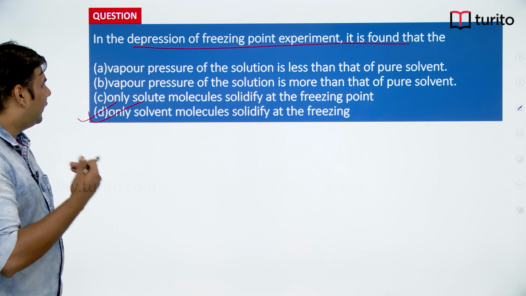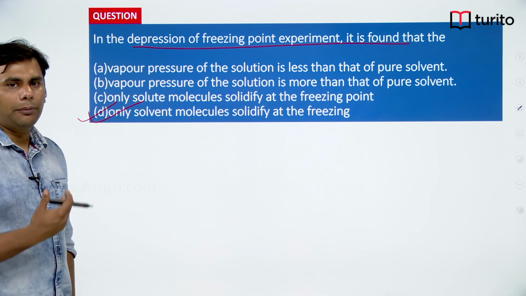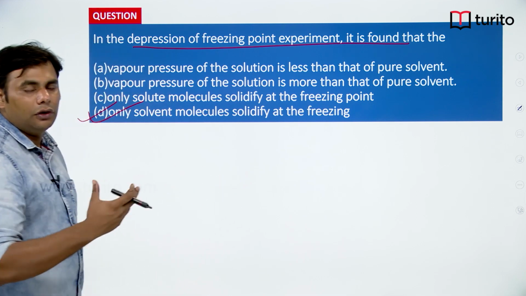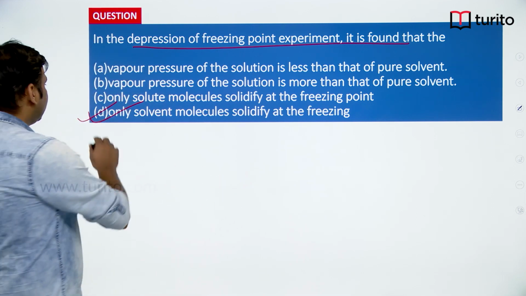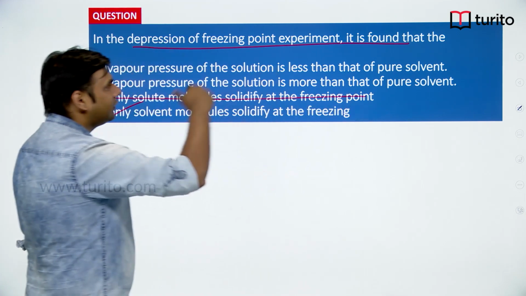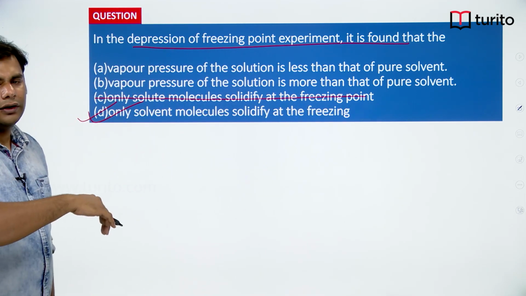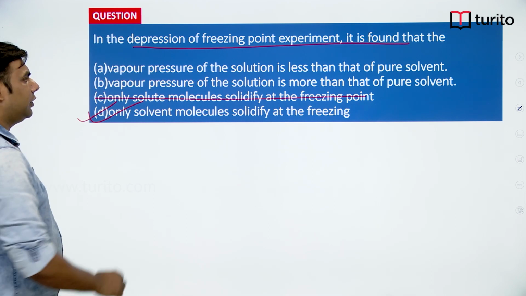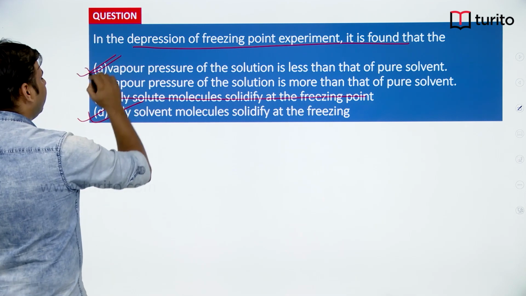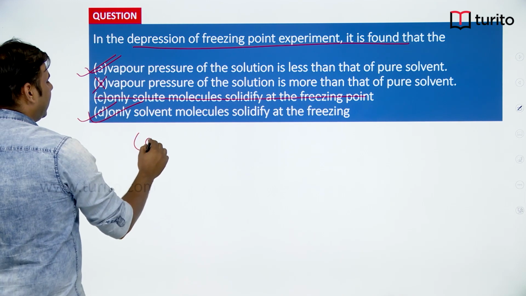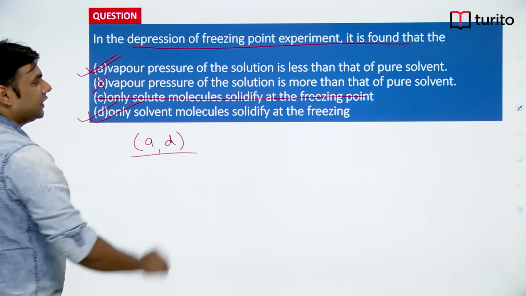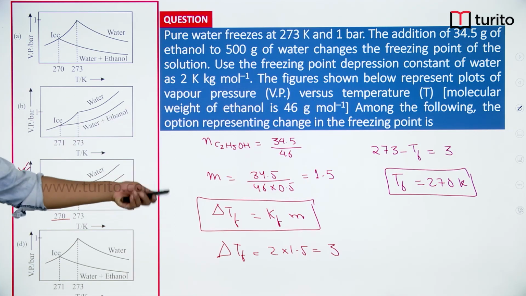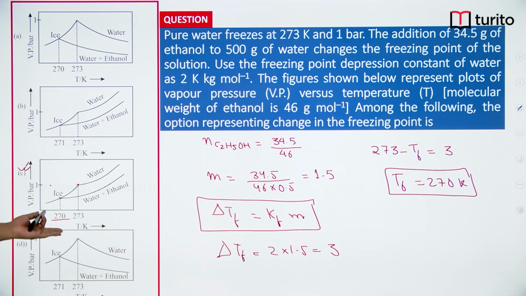So when freezing is happening, we'll say that the liquid and the solid form of the solvent are in equilibrium. So this is incorrect. Now when we have added a solute to the solvent, obviously the vapor pressure of the solution would decrease. So we'll say that the vapor pressure of the solution is less than that of pure solvent. So the correct answer is A and D. This was a previous year IIT question. Even this was a previous year IIT question.